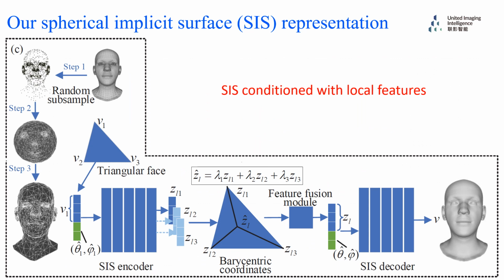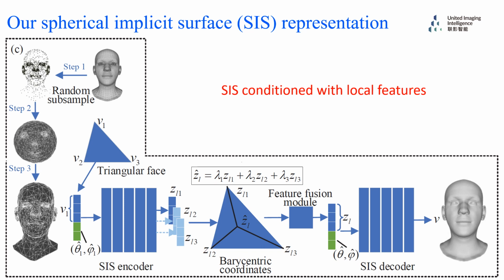Our SIS representation can also be conditioned on local features to have higher representation power, especially for the application of super resolution. Here is the pipeline. Given a mesh, we can subsample some point cloud and then map the point cloud to a sphere to construct a low resolution mesh. For each vertex, we concatenate the 2D spherical coordinates and then use an MLP to map each vertex to a local feature Z.